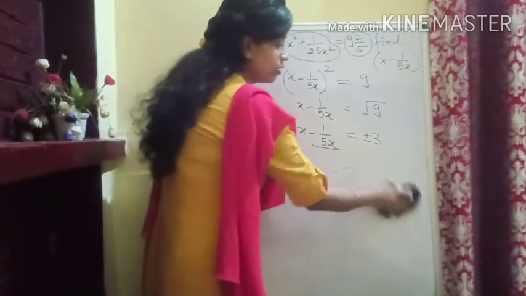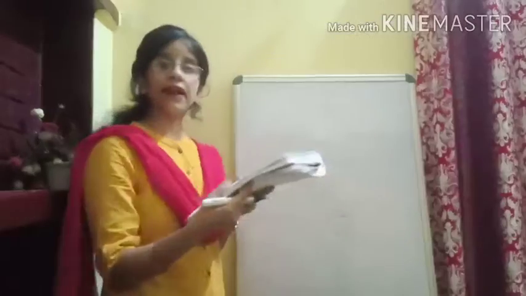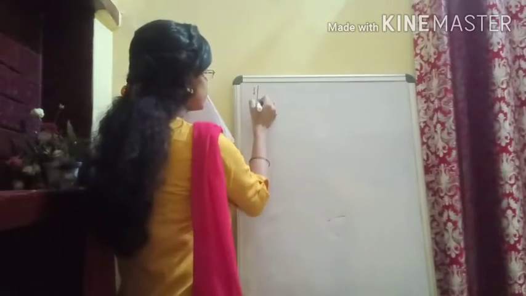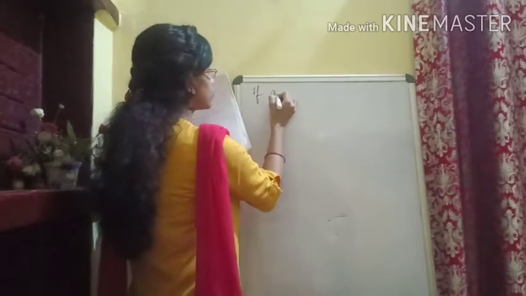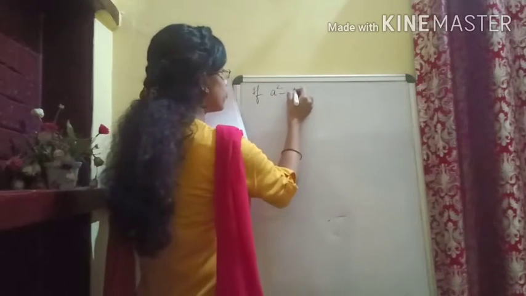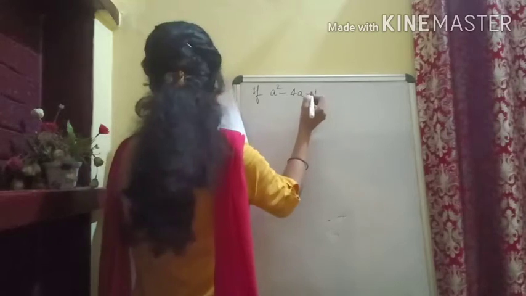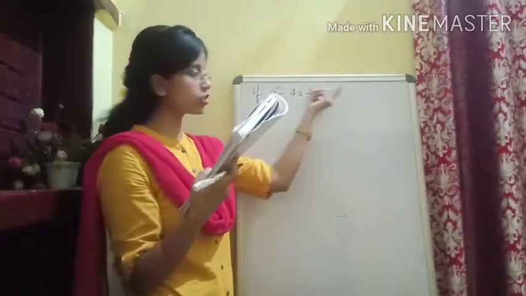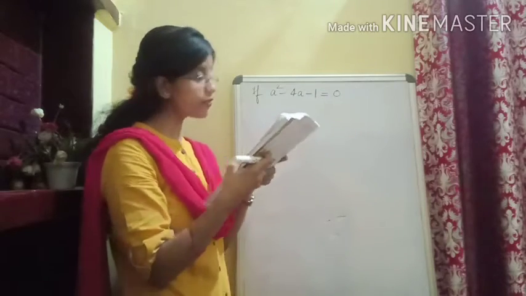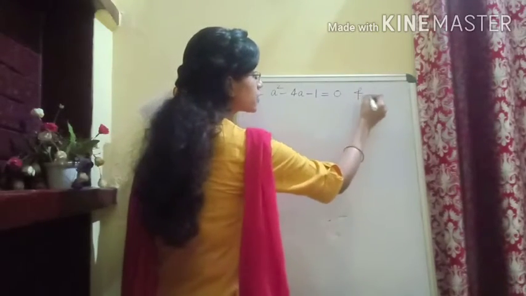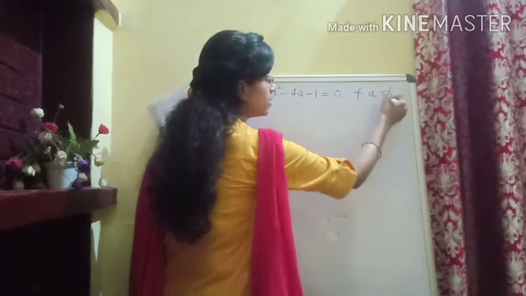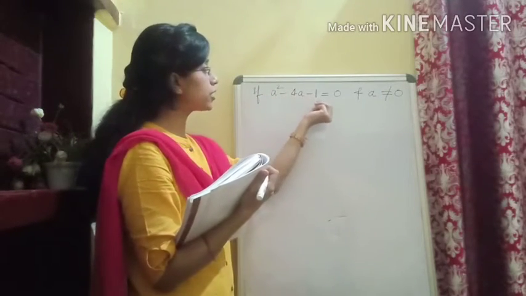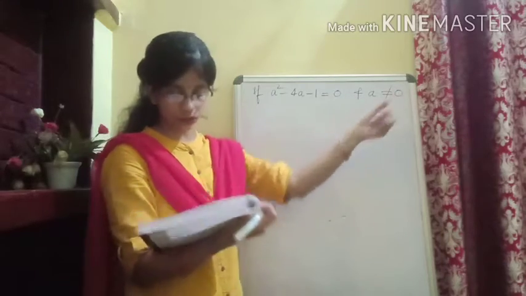Okay, now let's take another question. The next question is: if a square minus 4a minus 1 equals 0. This is the given condition, or the given information we have. And one more piece of information is given: a cannot be 0. They are saying that a square minus 4a minus 1 equals 0, and a is not equal to 0.